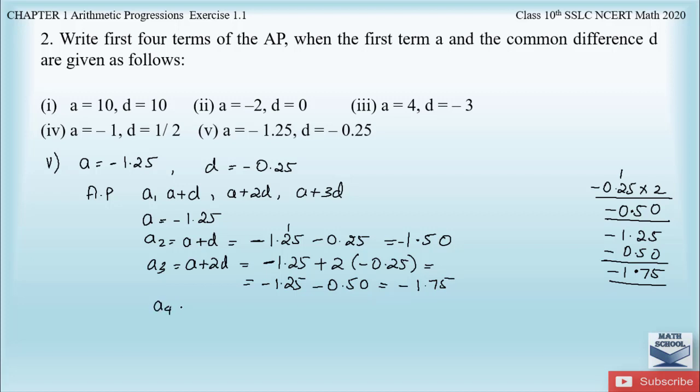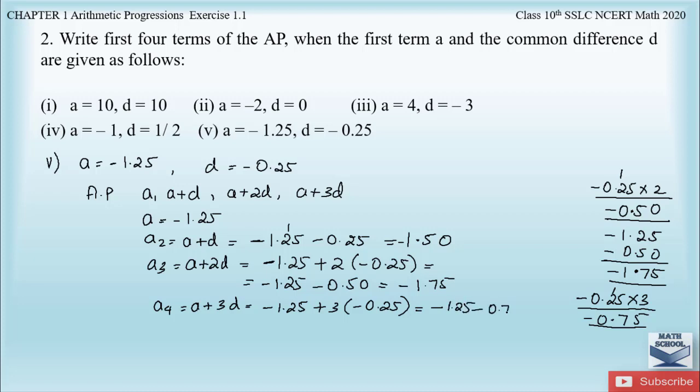Now coming to the fourth term, it is a plus 3d. So a value is again minus 1.25 plus 3 into minus 0.25. So let us multiply minus 0.25 into 3 first. So 5 3s are 15, carry 1, 3 2s are 6, 7, 0. After 2 digits the decimal point is added and a minus sign is also added. So the result you get here is minus 1.25 and minus 0.75.